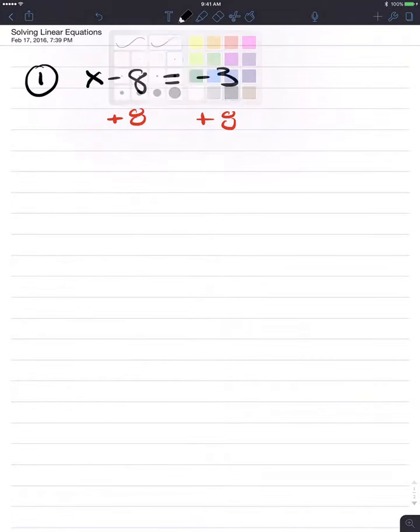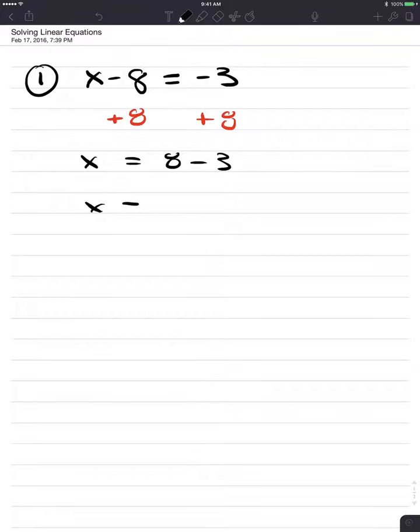This is solving linear equations. Number 1, x minus 8 is negative 3. We want to undo the subtraction of 8 from x. We undo subtraction by addition. Specifically, addition of the value 8. So we can get x equals 8 minus 3. 8 minus 3 is 5.